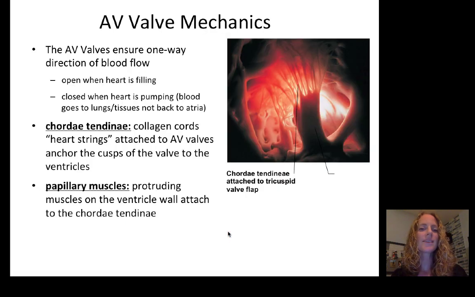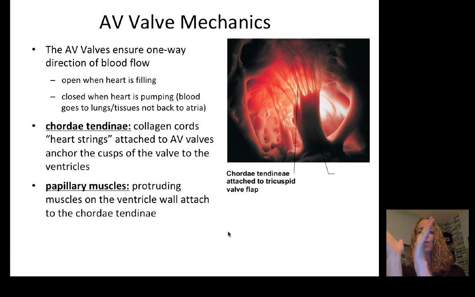Now you'll notice the structures between the chambers and large vessels of the heart. There are several valves that we need to think about. Between the atria and the ventricles, we have the atrioventricular valves, or the AV valves. These ensure one-way direction of blood flow when the heart is pumping. So between the atria and the ventricles, we have a valve.